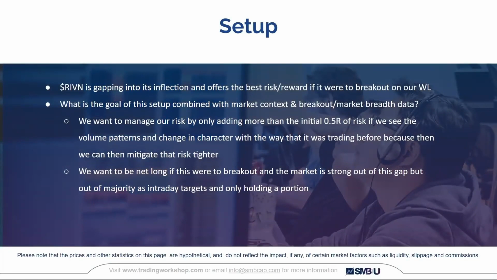The goal of all of that is to manage our risk by only adding more than that initial 0.5 R if we see volume patterns or a changing character in the way it's trading, as opposed to before, because that way we can mitigate that risk a lot tighter and expect more out of it in the short term. But if that doesn't happen, we just want to be net long if this were to break out and that day the market gapped up.